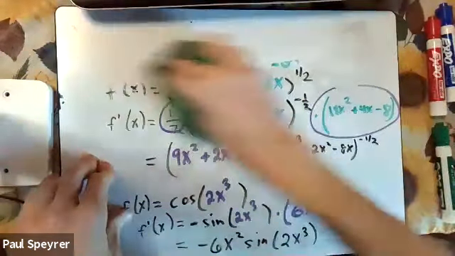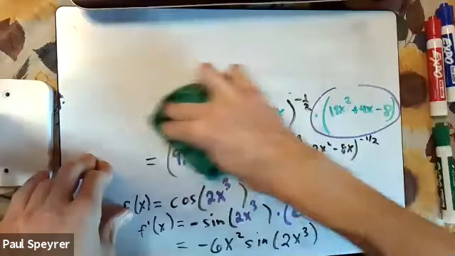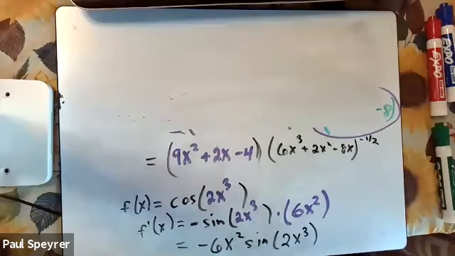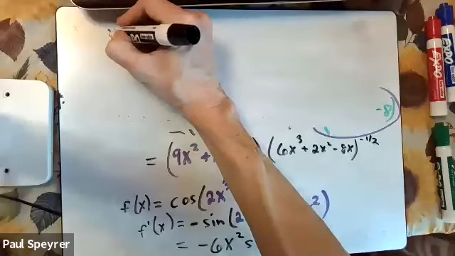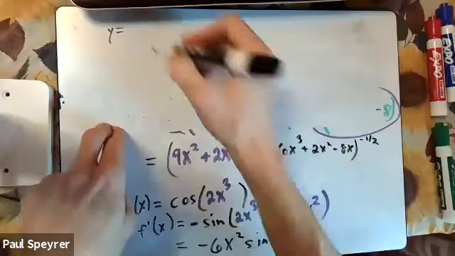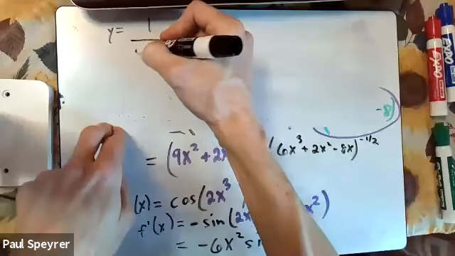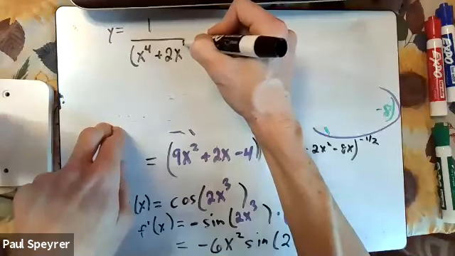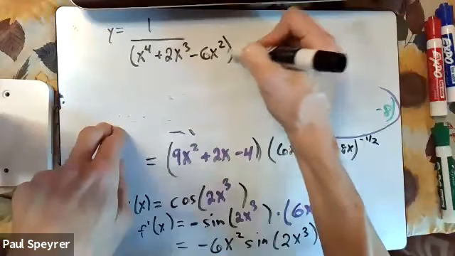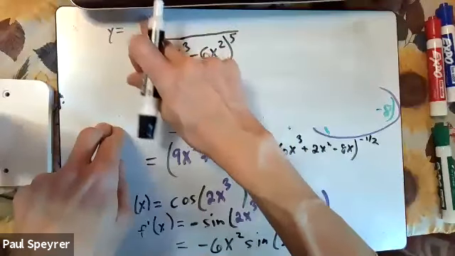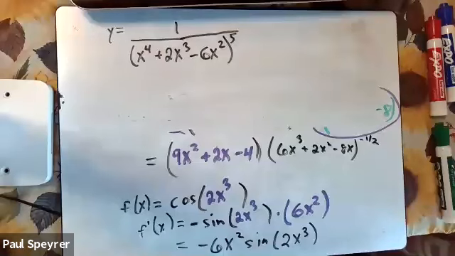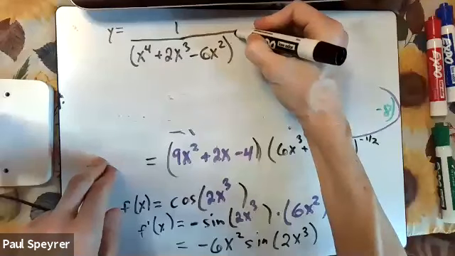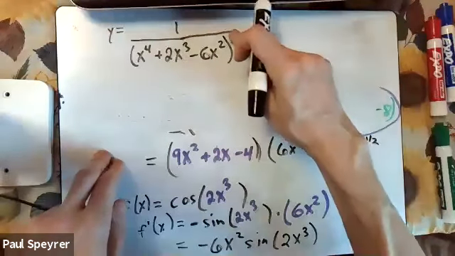And then let's make them a little harder. Right, let's up the difficulty. Like what if we had, I'll say, y equals 1 over x to the fourth plus 2x cubed minus 6x squared to the fifth power. This looks ridiculous, right? Because now you have a fraction and we're trying to find the derivative, right? Take the derivative of this thing.